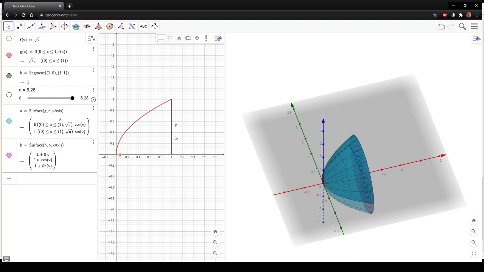Now, if we are doing the shell method, then our slices have to be parallel to the axis of rotation. So that means the slices have to be horizontal. That means the variable of integration has to be y. That means we're going to have to solve this equation so that instead of y equals root x, we're going to need x equals y squared. Yes. So variable of integration is y. So y ranges between 0 and 1.